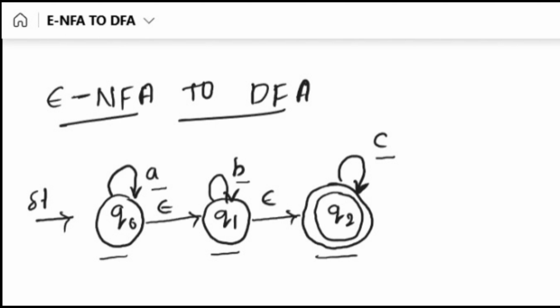Hello everyone, today we are going to learn about equivalence of NFA and DFA with Epsilon. Here we have three states Q0, Q1, Q2 with three inputs A, B, C along with Epsilon.